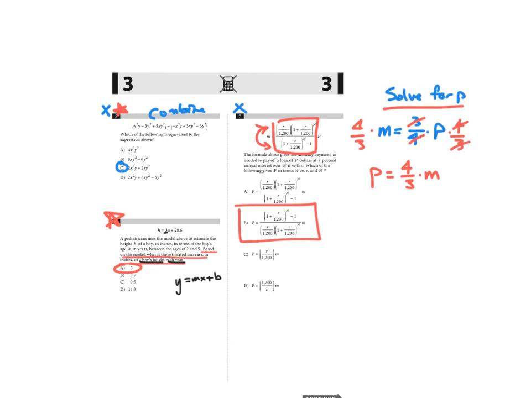Okay? This one would not be something I'd expect you to be able to do right off the bat. But if you can understand the simplicity of what I'm doing here, understanding that all they're asking you to do is solve for P, all you got to do is flip the fraction, put it next to M, and you're good. All right?